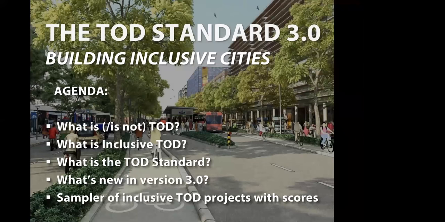We'll introduce the TOD standard. For those of you who have not come across it so far, I will discuss very briefly what is new in version 3.0. There's a couple of changes, mostly to metrics, and a clarification of two kinds of mix, one being a mix of use and the other being mix of people and activities. And then we'll go on to the case studies.